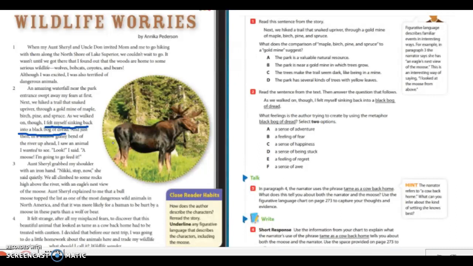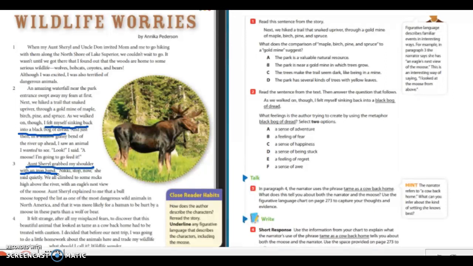Paragraph 3 says, Aunt Cheryl grabbed my shoulder with an iron hand. Now we know that Aunt Cheryl probably does not have an iron hand. So that is figurative language because people's hands are not usually made out of iron.